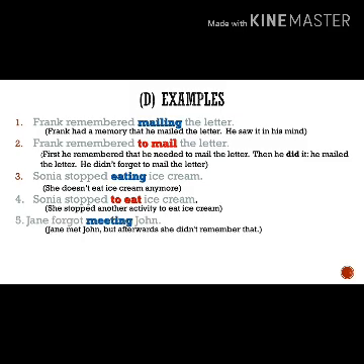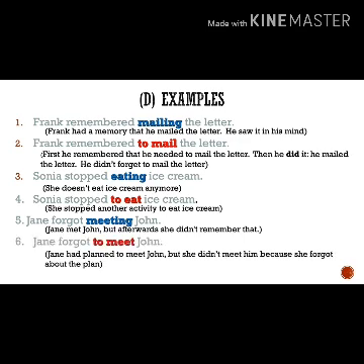Number 5. Jane forgot meeting John. Jane met John, but afterwards she didn't remember that. Instead, if I said, Jane forgot to meet John, this means that Jane had planned to meet John, but she didn't meet him because she forgot about the plan.